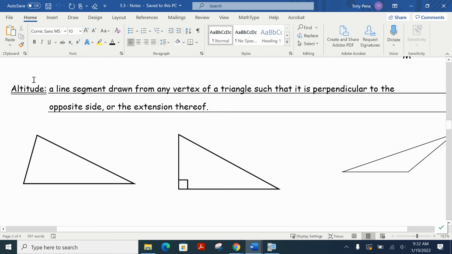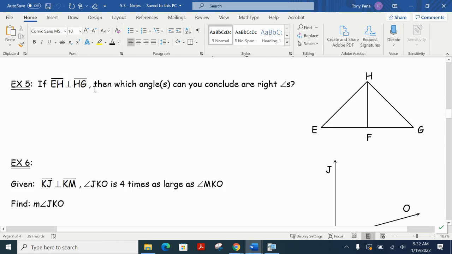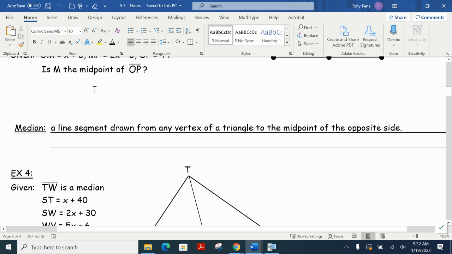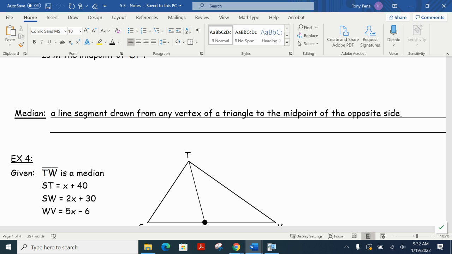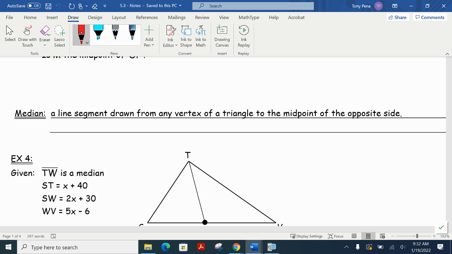Okay, so before we actually do the altitude, let me do a quick reminder. One of the things we did yesterday was what was called the median. When we're talking about a triangle and the median of a triangle, what I had you draw in yesterday, what we discussed is this idea that if I have this triangle, the median is the segment that you would draw from any vertex of that triangle.